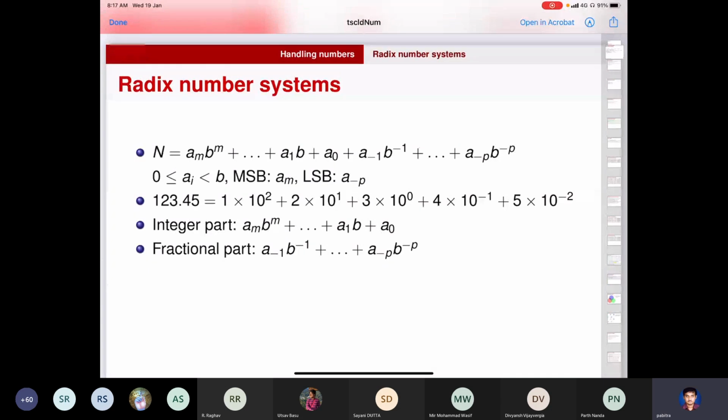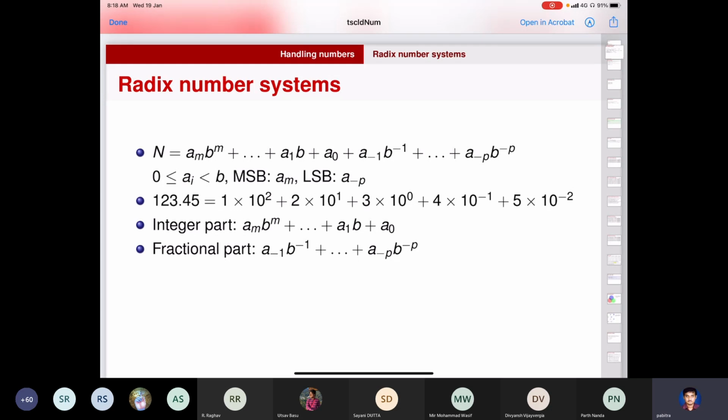All right. So as you can see from this expansion, we have two parts. One part is to the left of a_0, including a_0, which we call the integer part. So for 123.45, it would be 123. So this is naturally a_m times b to the power m plus a_m-1 times b to the power m-1 up to a_0. Similarly, anything to the right of the ones position is the fractional part. So here 0.45 would be the fractional part.